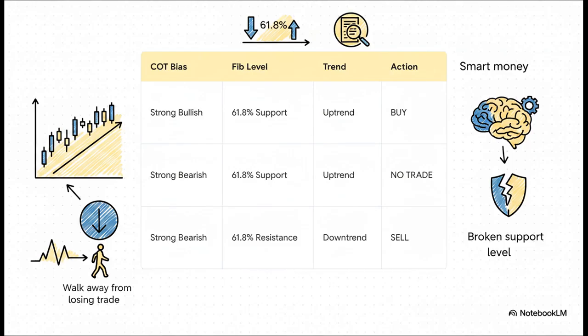Basically, if the COT data shows that smart money is aggressively shorting the market, a 61.8% support level in an uptrend is highly likely to break. The structural positioning is totally opposing the bounce. This confirmation matrix is a real game changer. It doesn't just tell you when to take a strong buy or a strong sell. More importantly, it tells you when to just step away, sit on your hands, and avoid a losing trade.